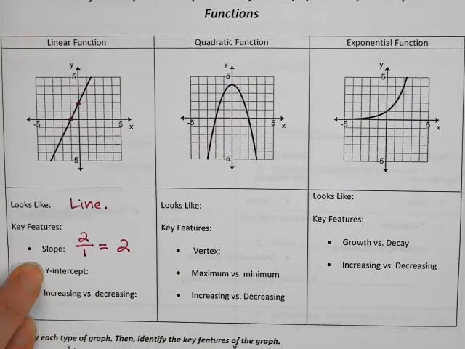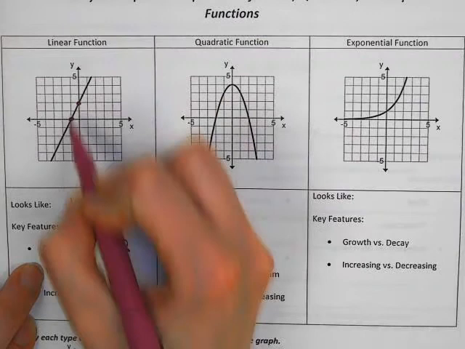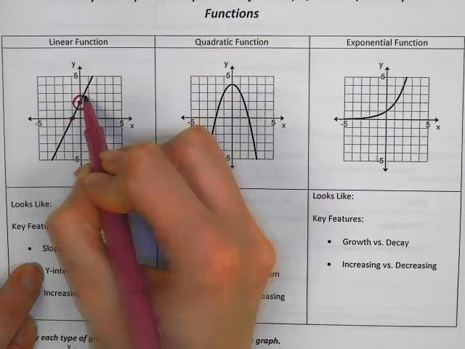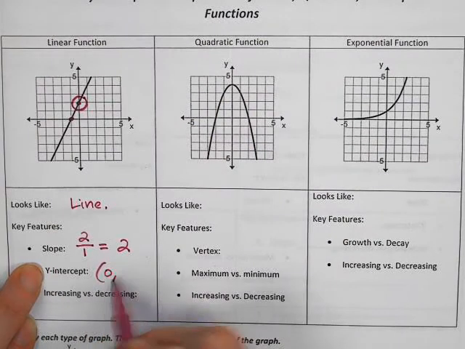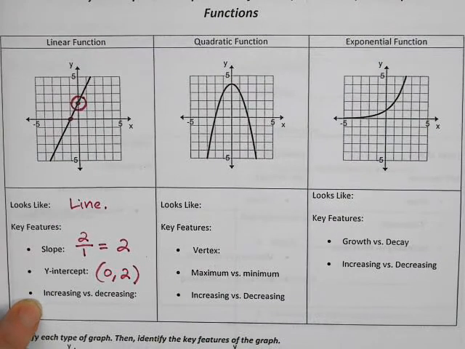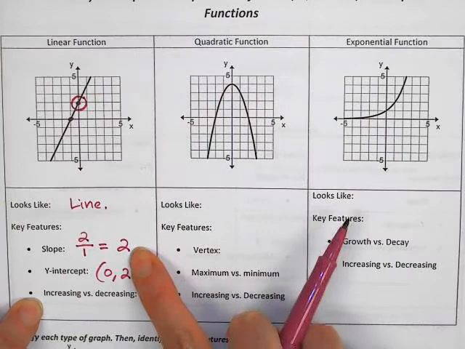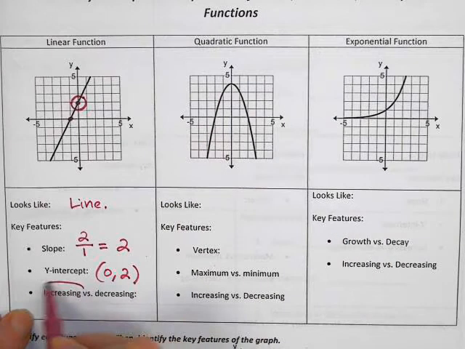We also should know how to find the y-intercept. The y-intercept is where the line crosses the y-axis, and that's right here at 0, 2. And then we should also be able to determine if the line is increasing or decreasing. So if the slope is going up, the slope is positive, then it is increasing.